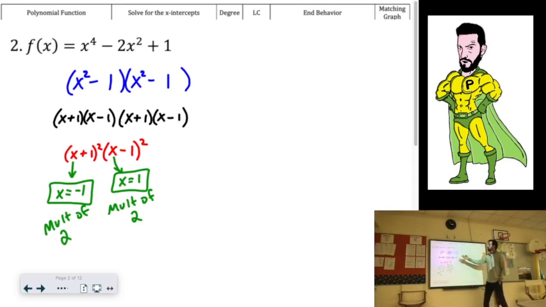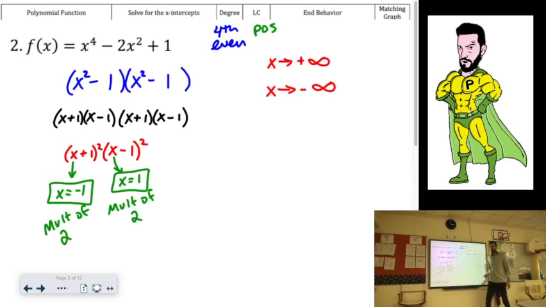The degree, well, it was the fourth degree, which is even. And remember, even ones start and end in the same direction, either both up or both down. If the lead coefficient is positive, which it is here, it's +1, that means it's going to start high and end high. So as far as the end behavior, as x approaches positive infinity, and as x approaches negative infinity, we just said that it's going to start high and end high. So both of them are going to be y approaching positive infinity.